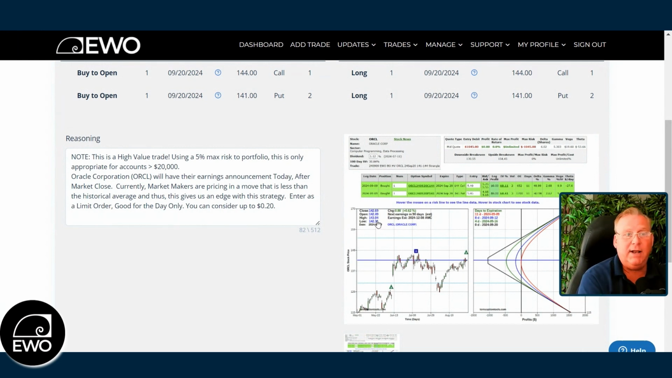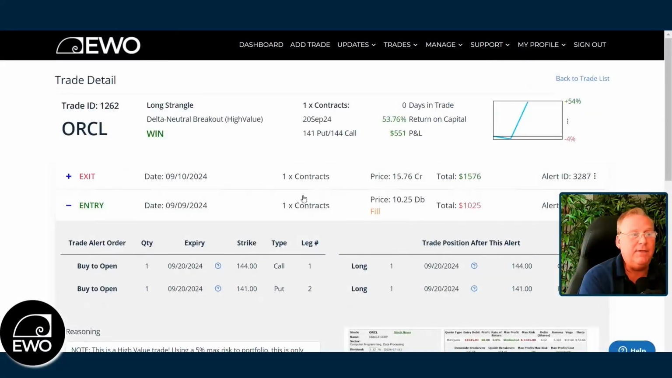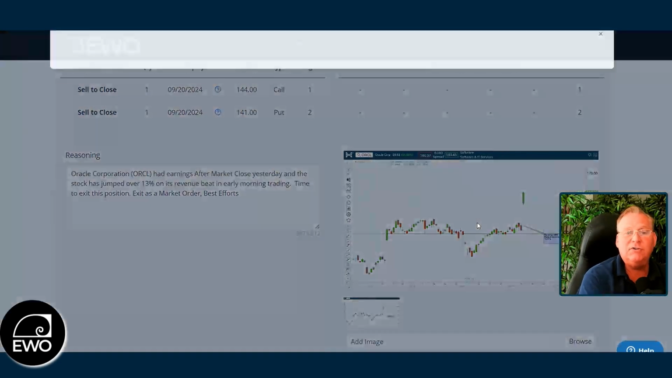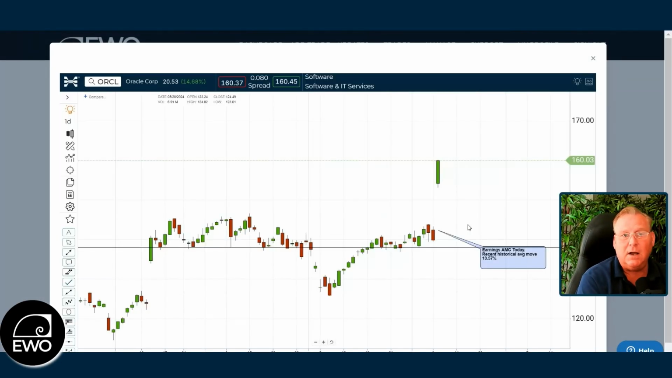So the trade went out on September 9th. And then the next day on September 10th, we sent out the exit alert. This time I sent out the chart because I wanted to show everybody where the stock was trading when the alert went out. And you'll notice here the stock was trading at 160.03. During the day, the stock gapped up, started trading higher. And you'll notice there in the little text box, it's a little hard to read, but I wrote here, earnings after market close today, recent historical average move is 13.5%.